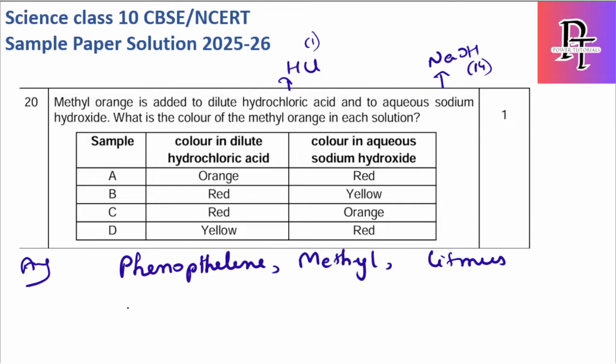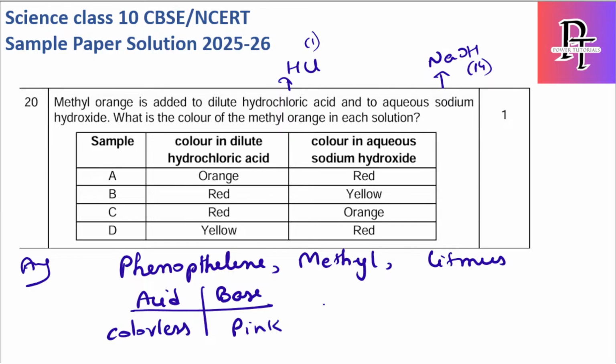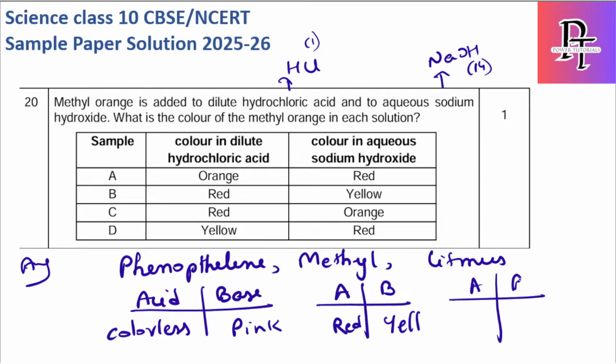What about phenolphthalein? With respect to acid, it will be colorless, and in base, it will be pink. Methyl orange, with respect to acid it will be red, and in base it will be yellow. Litmus: blue litmus will turn to red in terms of acid, and red litmus will turn to blue in terms of base.